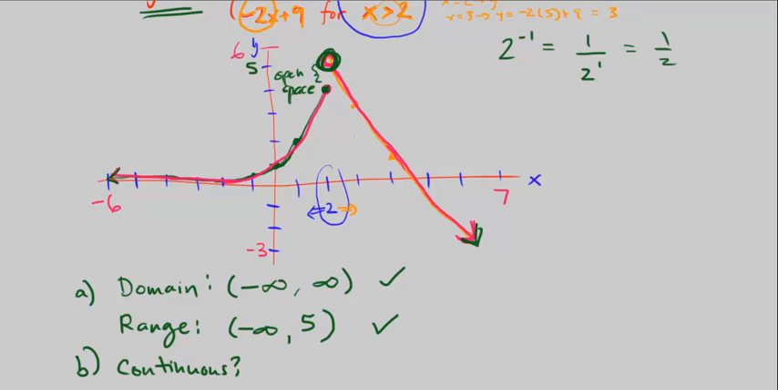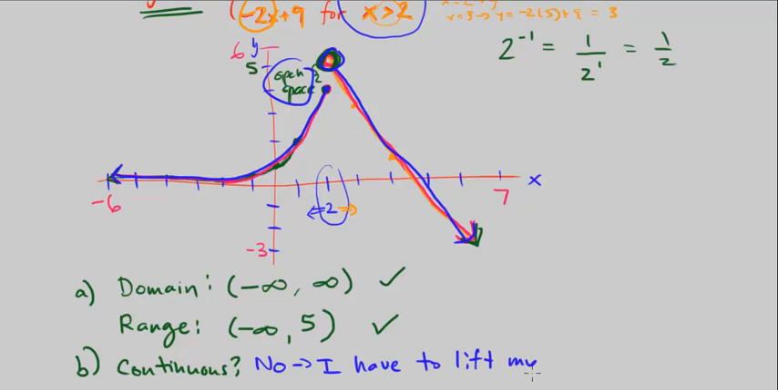Okay, so remember, continuous means I can take my pencil and keep drawing without lifting it. And I had to lift it to get to this section, right? Because there's two sections that have a little open space. So is it continuous? No. I have to lift my pencil. And where do I have to lift my pencil? I have to lift my pencil right here, right? Where x is 2.